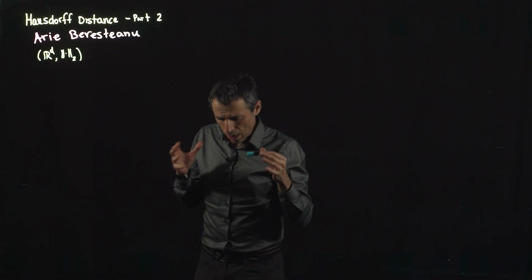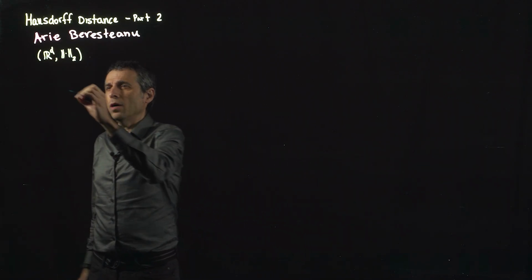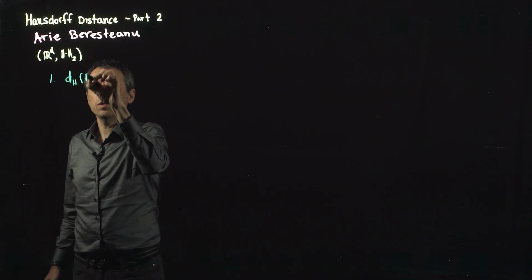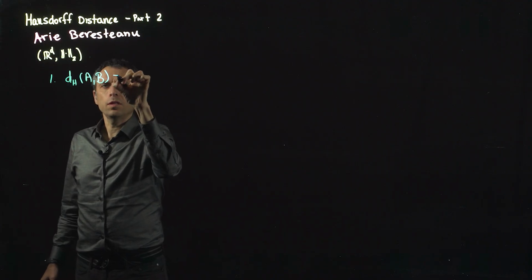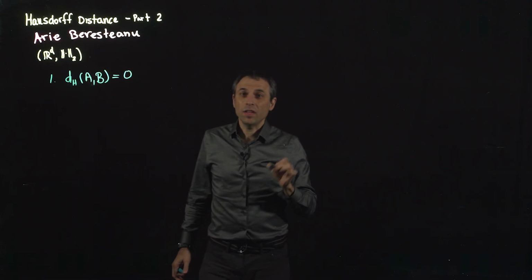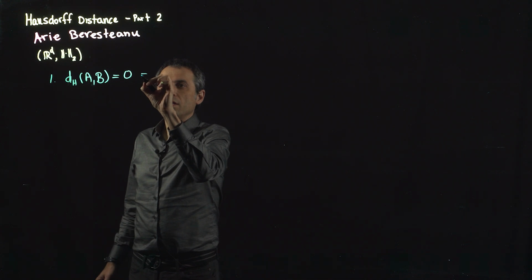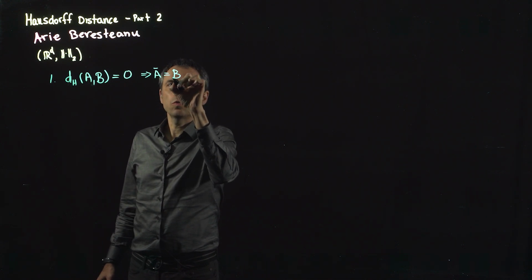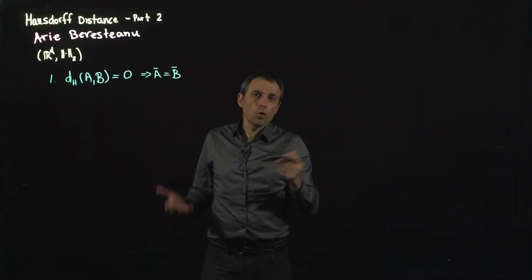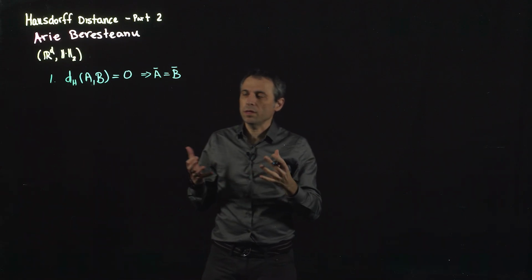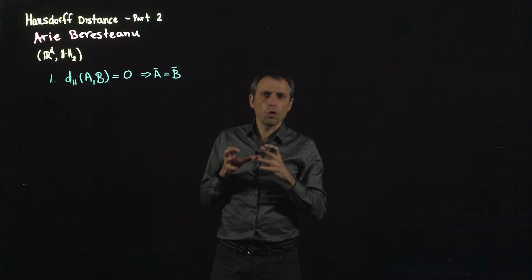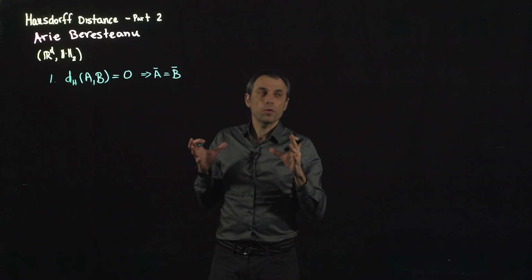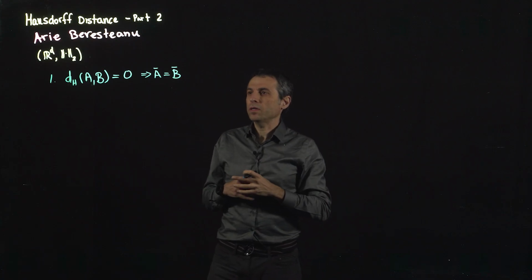Okay, so the first property that I would like to mention here is: what if the Hausdorff distance between two sets A and B is equal to 0? If that's the case, then it implies that the closure of A is equal to the closure of B. And if both A and B are already closed sets, then it means that they are equal. So two closed sets that are different should have a positive Hausdorff distance. Okay, so that's the first property here.